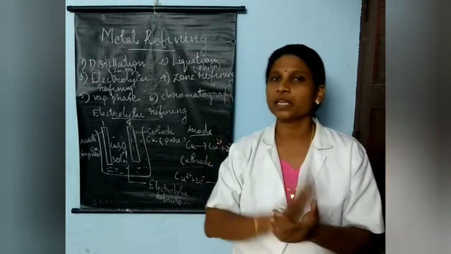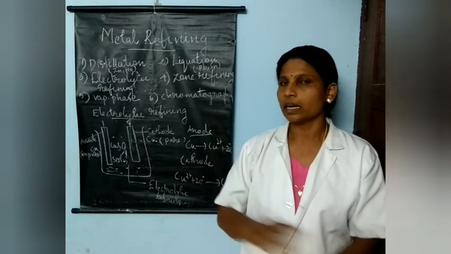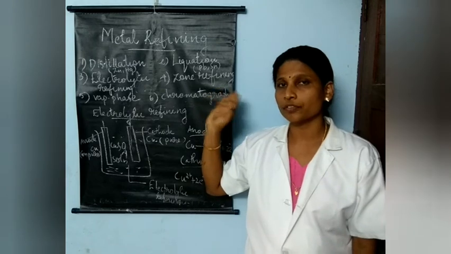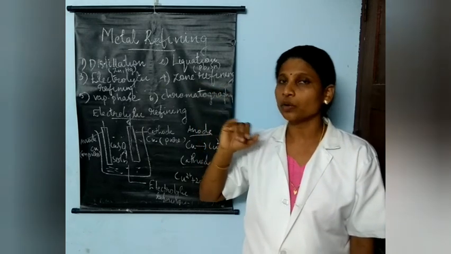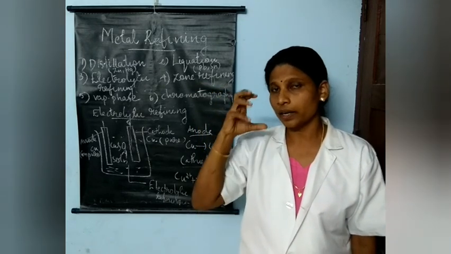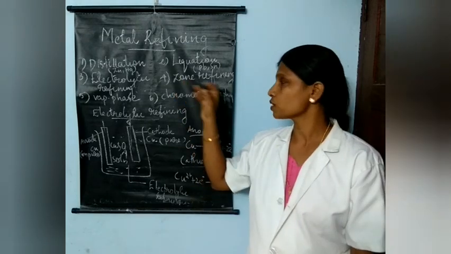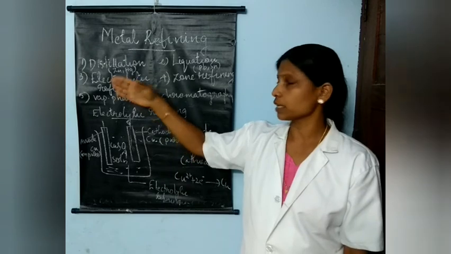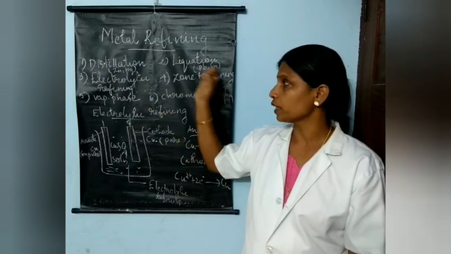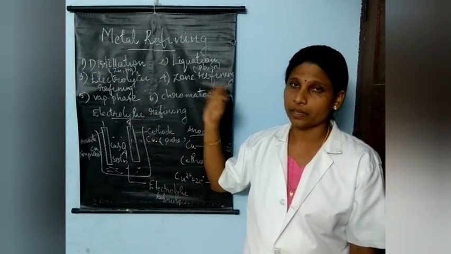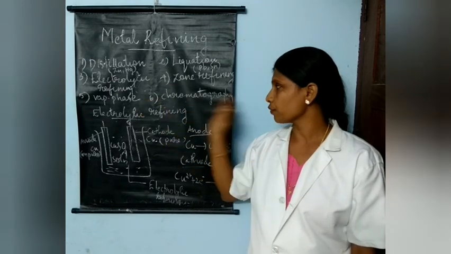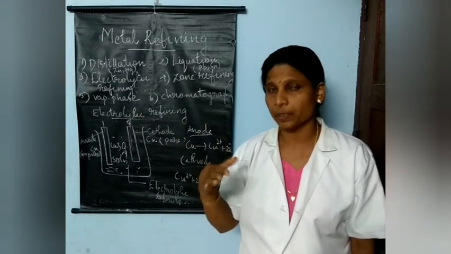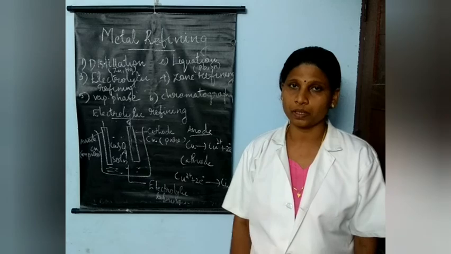So the impurity can be cut off very easily, and if we require high degree purity metals, we can use zone refining. Today in this part we discussed distillation, liquation, electrolytic refining and zone refining. Vapor phase refining and chromatography we will discuss in the next part. Thank you.